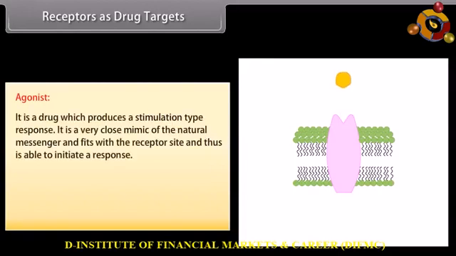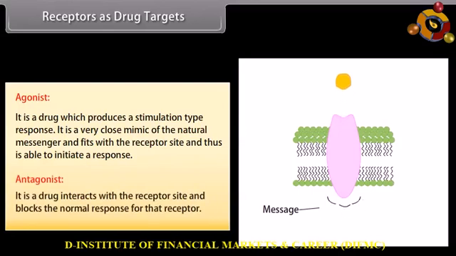An agonist is a drug which produces a stimulation-type response. It is a very close mimic of the natural messenger and fits with the receptor site and thus is able to initiate a response. An antagonist drug interacts with the receptor site and blocks the normal response for that receptor.